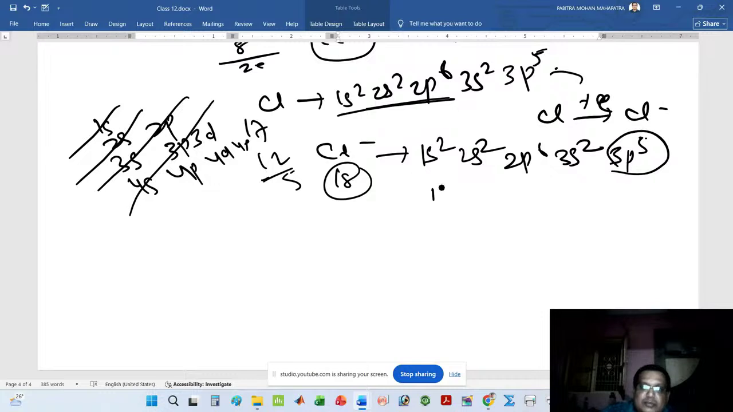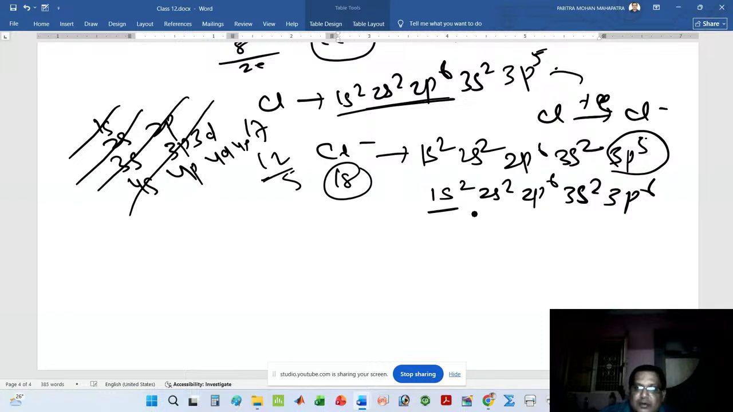So the electron configuration of chlorine after gaining one electron is 1s2, 2s2, 2p6, 3s2, 3p6. Look at that. The 1s is stable, this stable, this stable, all are stable, so Cl minus is stable. Clear? Think about a positive charge.